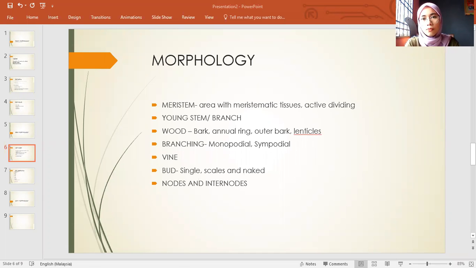We have two types of branching. The first one is monopodial, which is a single main axis. You can find it in all palm. The second one is sympodial, which consists of a main axis and a few auxiliary branches. If you watched Harry Potter, you will know the Whomping Willow tree. That Whomping Willow is a sympodial branching type.